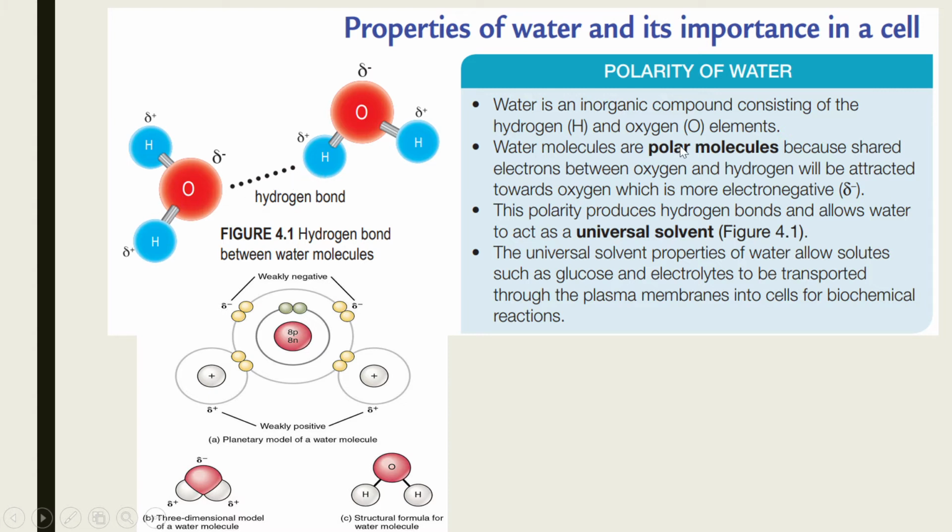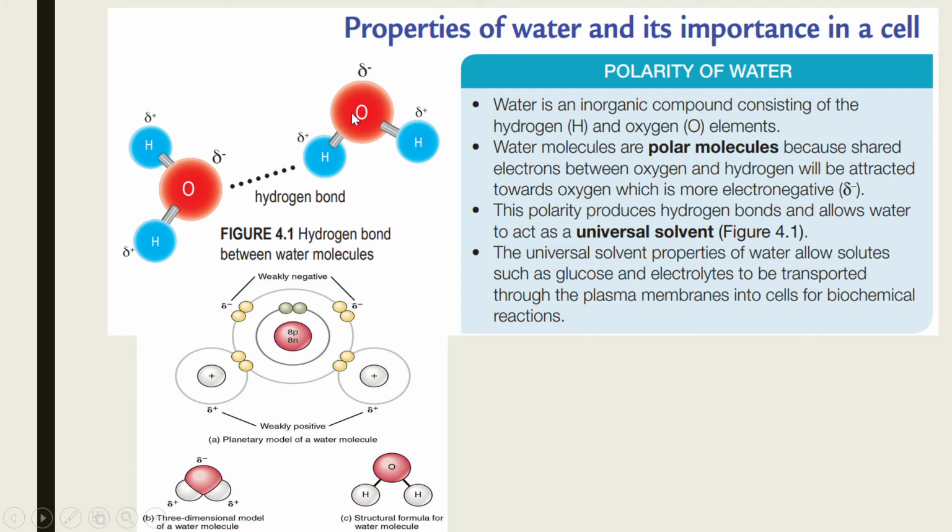Water molecules are polar molecules. We call them polar because of the shared electrons between the oxygen and the hydrogen. This is hydrogen, this is oxygen. So they are sharing electrons, one comes from oxygen, the other one comes from hydrogen. The shared electrons are more attracted towards oxygen, which is more electronegative.